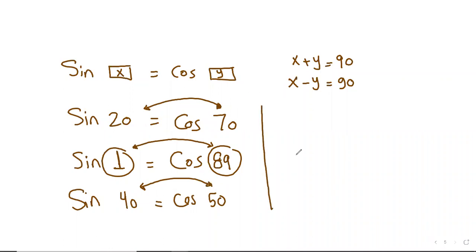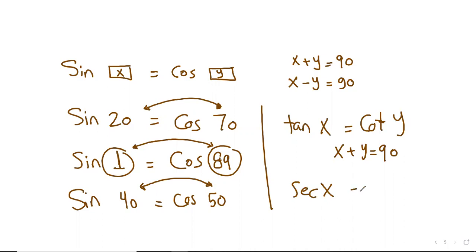And also in tan and cotan, tan x equals cotan y. Okay, tan equals cotan in the case x plus y equals what? 90. Okay, and sec x equals cosec y. That means here in this case, x plus y equals what? 90. Did you get it?